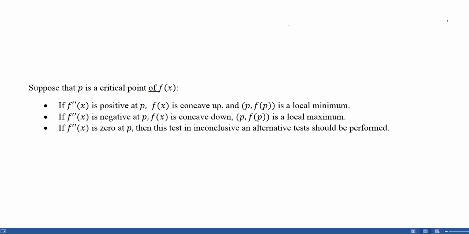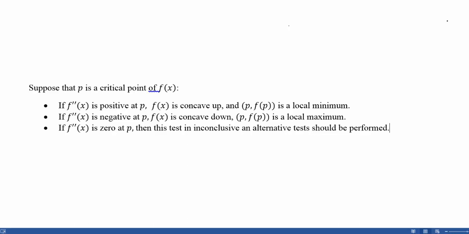a local maximum. And if your second derivative is 0 at p, that means that this test is inconclusive, and you should do one of the other tests to determine if you have a local maximum, minimum, or neither. Now, of all the tests, this one's a little counterintuitive, because again, if your second derivative is positive, that's going to equate to a minimum. And if it's negative, it's going to equate to a maximum. So this is a really important one to keep straight as we test our different critical points.